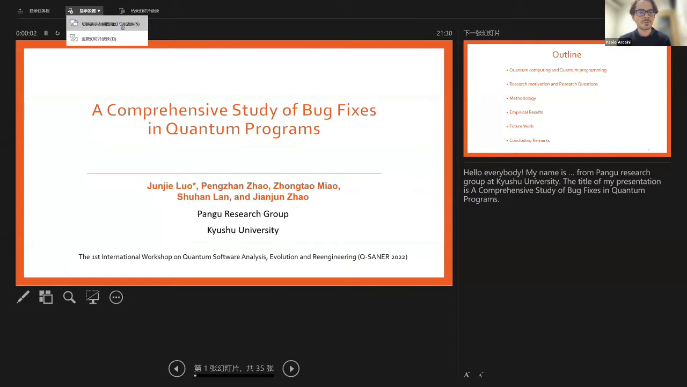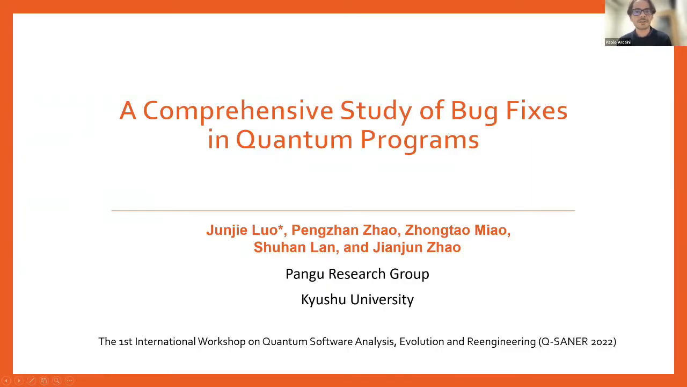Junjie Luo from Kyushu University in Japan. And the title is A Comprehensive Study of Bug Fixes in Quantum Programming. So you have 15 minutes, then you have 5 minutes for question. And yeah, the audience, you can just unmute yourself and maybe you raise your hand before and just ask the question. Okay, please, the stage is yours.